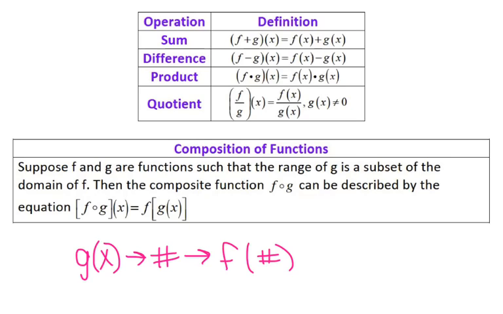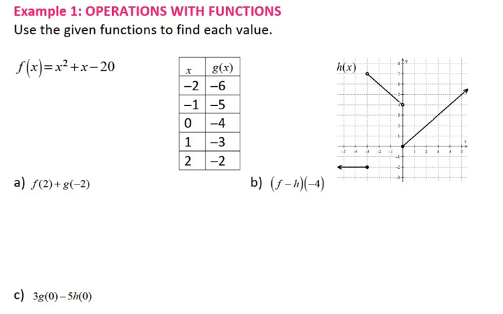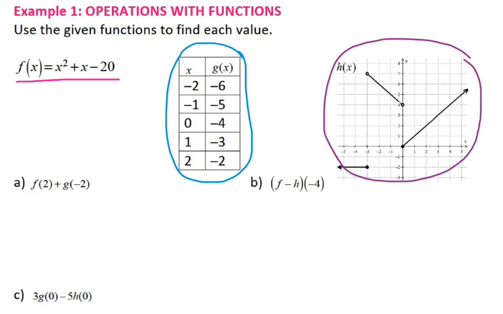So let's start working with a couple functions. There's three different functions that we have for this example. We have f of x, which is x squared plus x minus 20. We have g of x, which is this table. And we have h of x, which is this graph. So there's three different ways that you can represent a function: an equation, a table, and a graph. For letter A, we're finding f of 2 and g of negative 2 and adding those two values together.